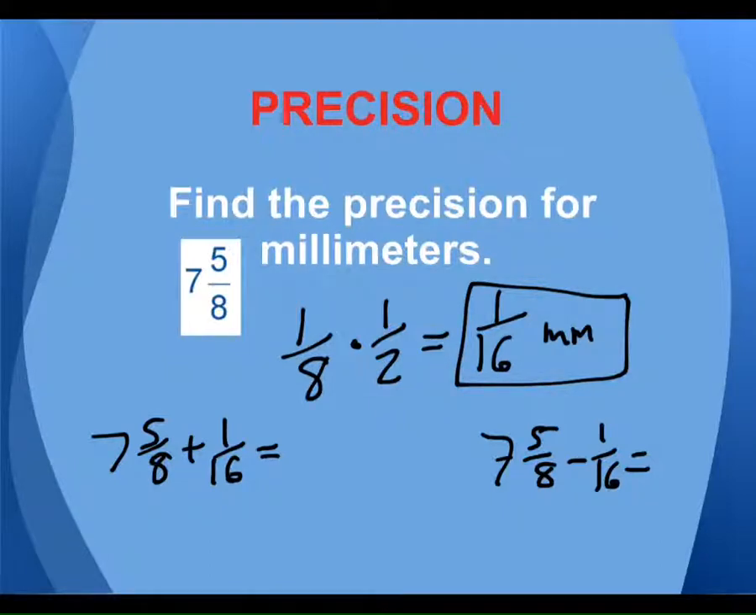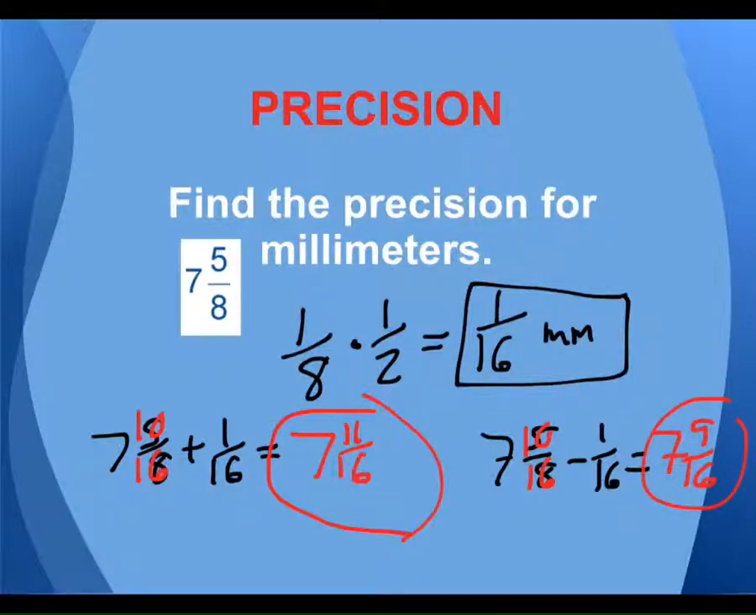Good question. So remember when you add these together, you need common denominators. This would be like 10/16, right? If you multiply both by 2. So you would get 7 11/16. Here, this would also be 10/16. So you would get 7 9/16. So it's precise from that to that. That's the range of the precision. The precision itself is 1/16 of a millimeter. You always take the precision and you add it, that's the maximum, subtract it, that's the minimum. Okay?